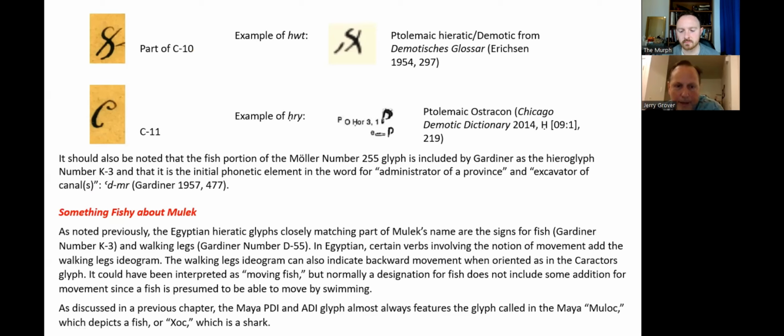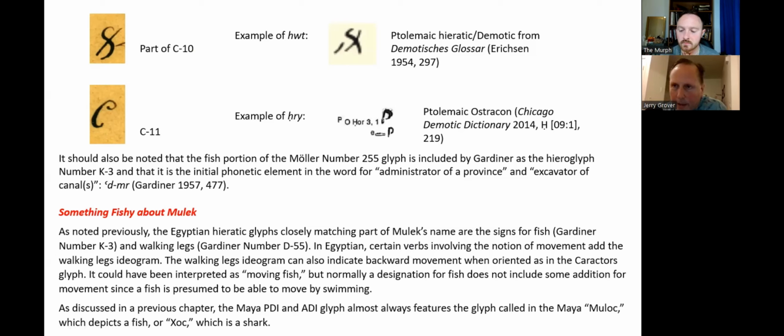As we talked about last time, we didn't really point this out, but these PDI and ADI glyphs which we find in the Maya are an infix of Egyptian into their Maya glyph form. The rest of the glyph typically is a fish. And the name is Mulak in the Maya for fish. So it's actually phonetic. There's something phonetic maybe going on here.